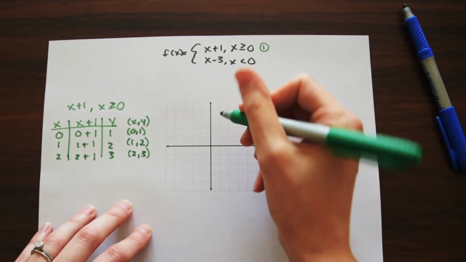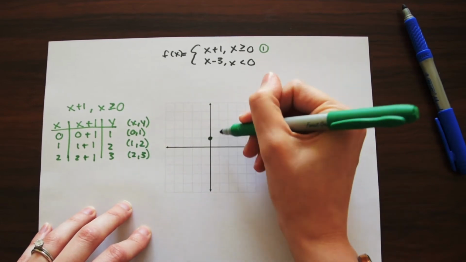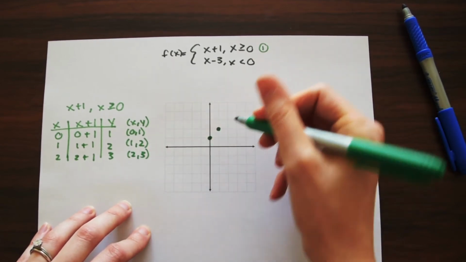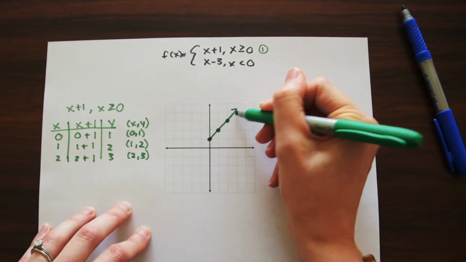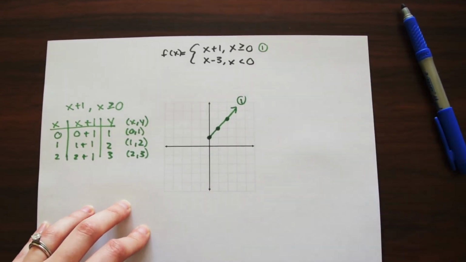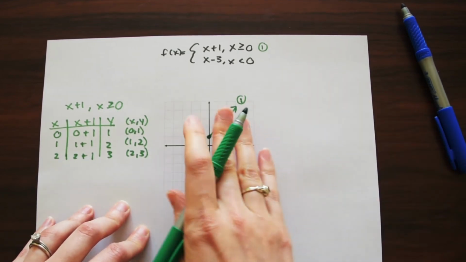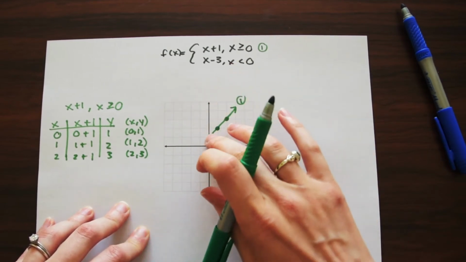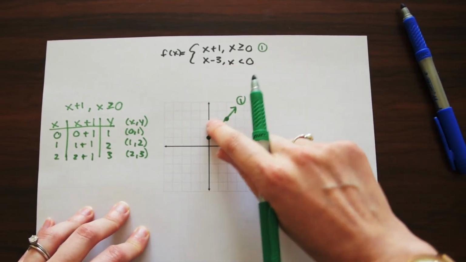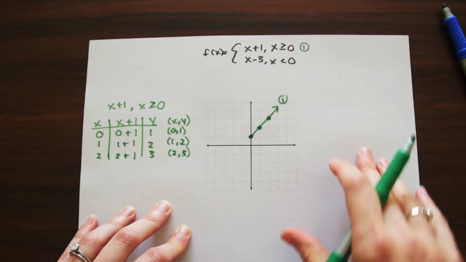So if we go 0, 1, just following these coordinates over here, 1, 2, and then 2, 3. And now we can just connect the dots and draw our little arrow and label the first part of our graph. So if you notice, these are all the x values that are greater than or equal to 0. So that's why we knew we could draw an arrow, because this pattern keeps continuing, and if this graph were bigger, this would just keep going up and going to the right.